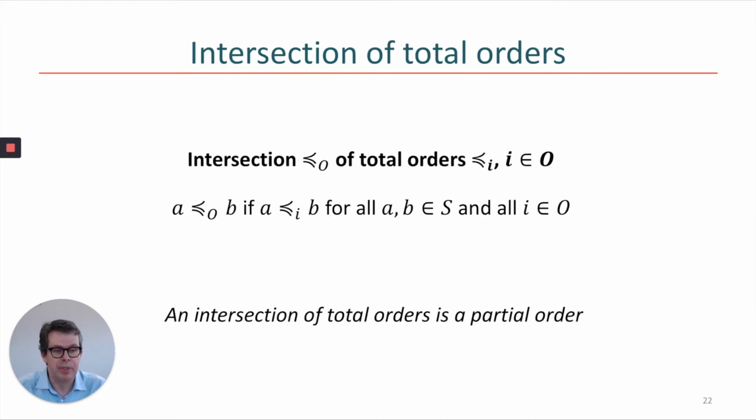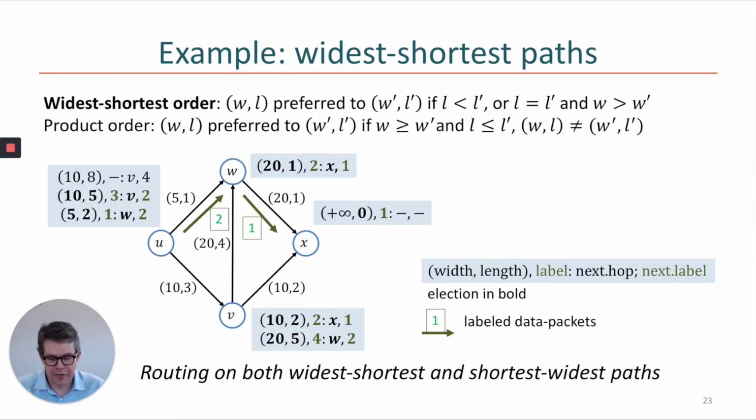Well, the idea is simple. We perform the intersection of all the total orders, and the intersection of all total orders gives a partial order. And now we know how to route according to a partial order. Let me exemplify with the same network as before. The widest shortest order is such that width length WL is preferred to width length W prime L prime if its length is smaller or the lengths are equal and its width is greater.